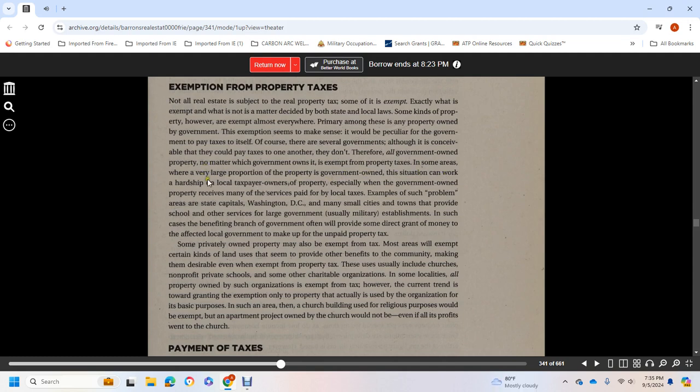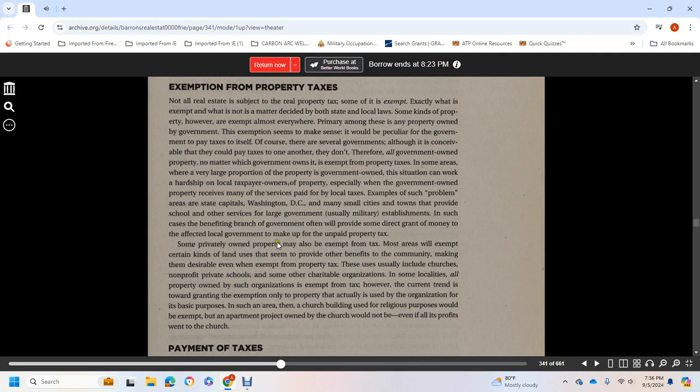The situation can work a hardship on local taxpayers, especially when government-owned property receives many services paid for by the local tax. For example, in problem areas such as Washington, D.C., many small cities and towns provide schools or other services for large government, usually military, establishments. In such cases, the benefiting branch of government often will provide some direct grant of money to the affected local government to make up the unpaid property tax.